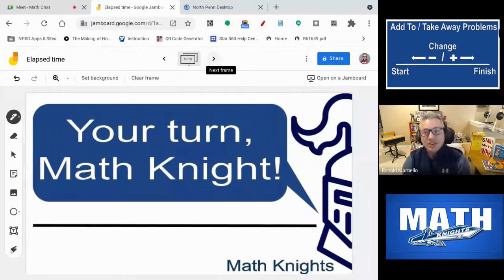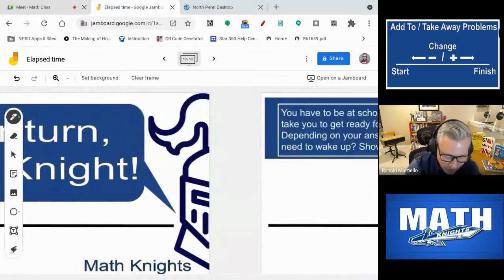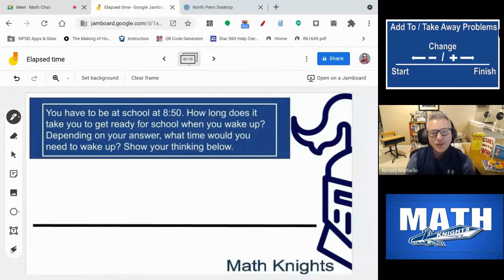Finally, it's their turn. Now, I like to do a little bit more of an open problem here, and this was pretty successful. It had the kids kind of thinking. You give them a finish number here. You have to be at school at 8:50. How long does it take you to get ready for school when you wake up? So now their change time is going to be different depending on the individual. Some kids take 60 minutes, some kids take 20. They get to choose. And then they have to solve for their start time. Like, what time do I need to wake up?